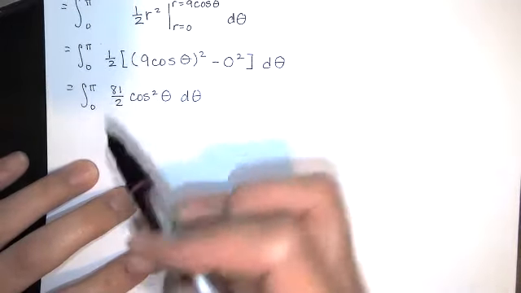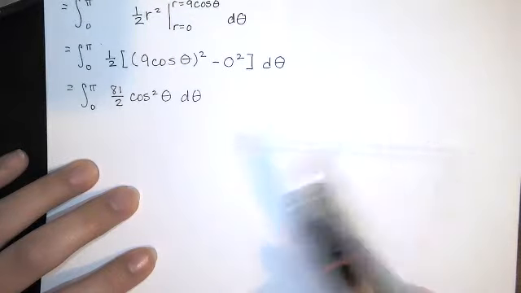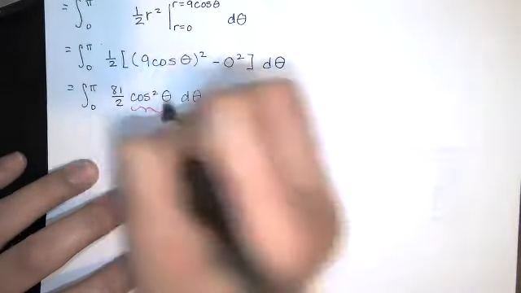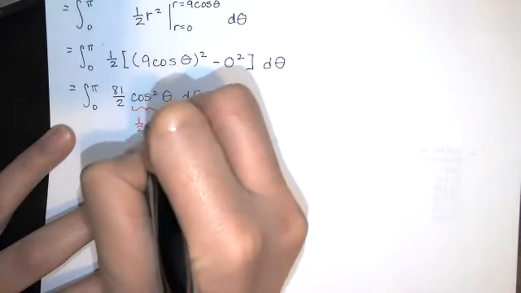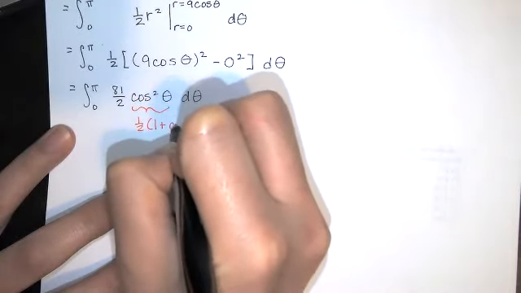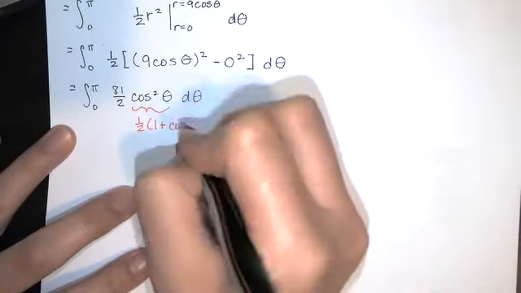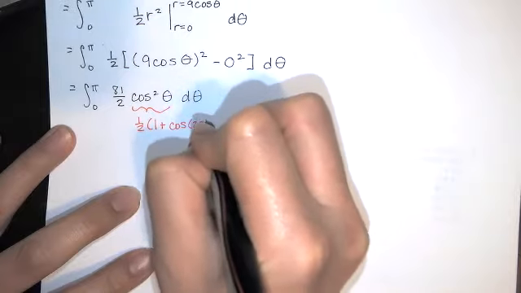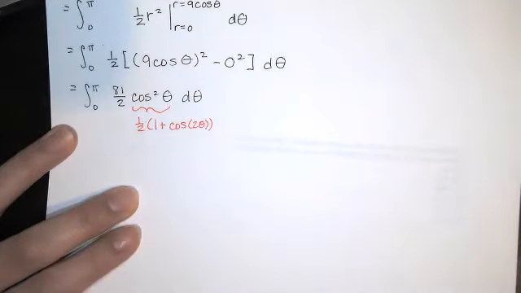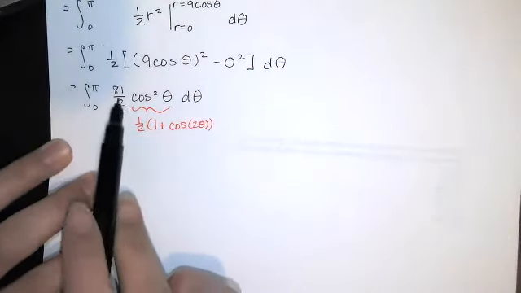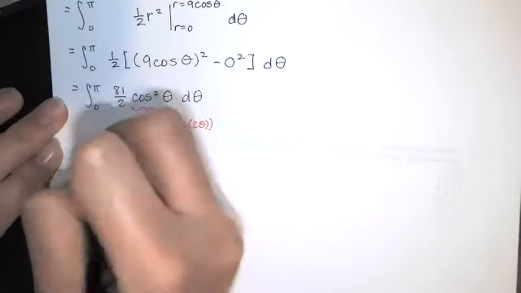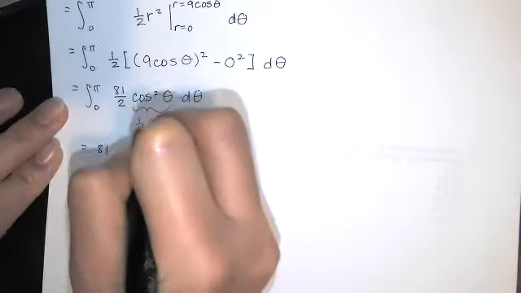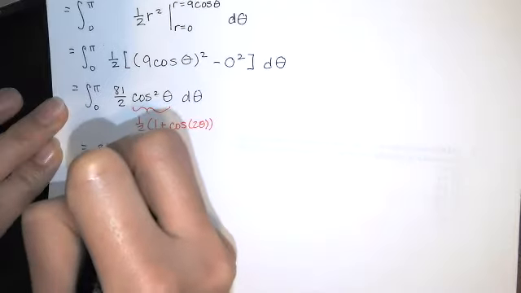There are guidelines that say if the power of cosine is even and non-negative, you should just use a power reducing formula. It turns out that this is 1/2 of 1 plus cosine of twice the angle. The angle was originally theta. So now it's 2 theta. And you're multiplying that by that 81 over 2. 81 over 2 times 1/2 is going to be 81 over 4.